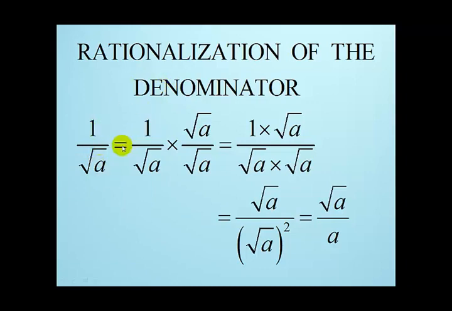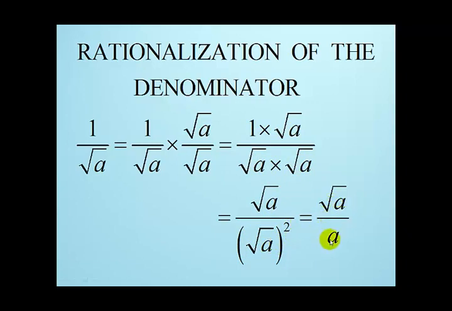And how do we rationalize? We multiply 1 over root a by the surd, that's the denominator. So times root a, then we divide by the same root a. Now 1 times root a, so we have 1 times root a divided by root a times root a. Now 1 times root a is equal to root a, and root a times root a equals root a all square. Now when the square cancels the root, we are left with a. So finally we have root a divided by a.